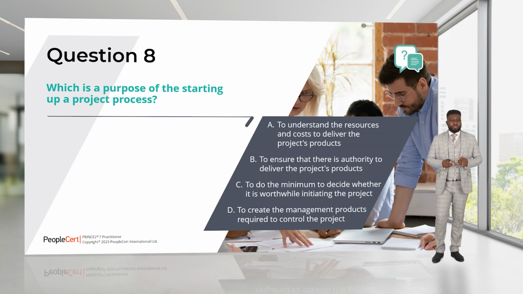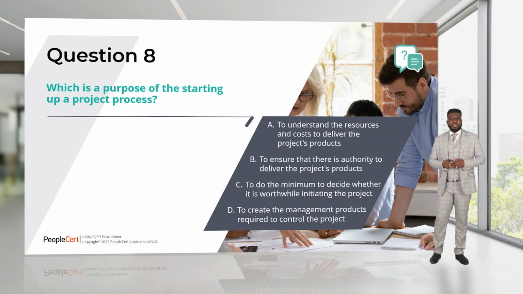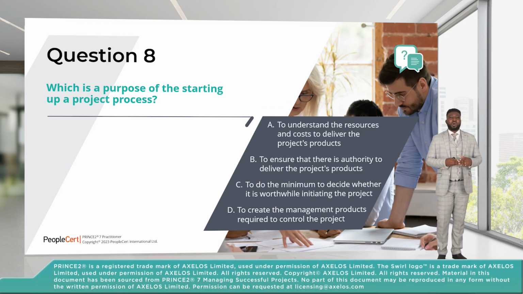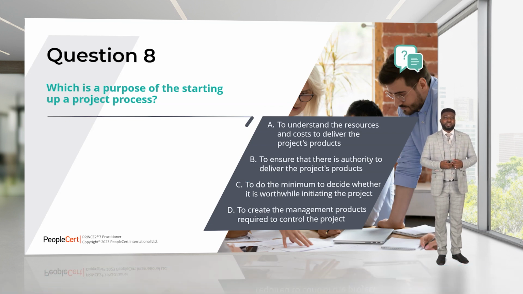If we go through our understanding of starting up a project process, we know the purpose is basically to sense check whether this is a good idea without spending too much money. If the thing doesn't make sense, we stop it right there. Let's go through our potential answers. D says to create the management product required to control the project. The management product required to control the project will not be created until we reach initiating a project process. This is where we start to do all of our approaches, our project plan, our project controls.